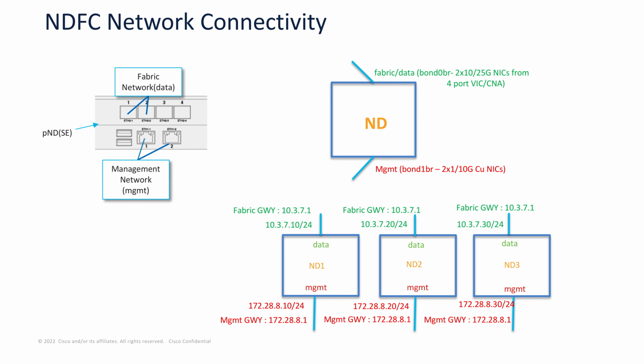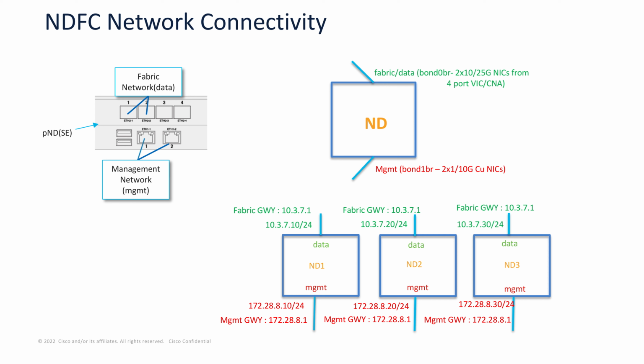Now, before we delve into the different scenarios, I would like to cover the NDFC network connectivity. NDFC has two logical interfaces per node. We have the ND management interface and then we have the ND fabric or data interface. So those are the two different kinds of interfaces to remember. Today, the requirement is that the management and the fabric or data interfaces must be in different subnets. So that's the first rule of thumb.